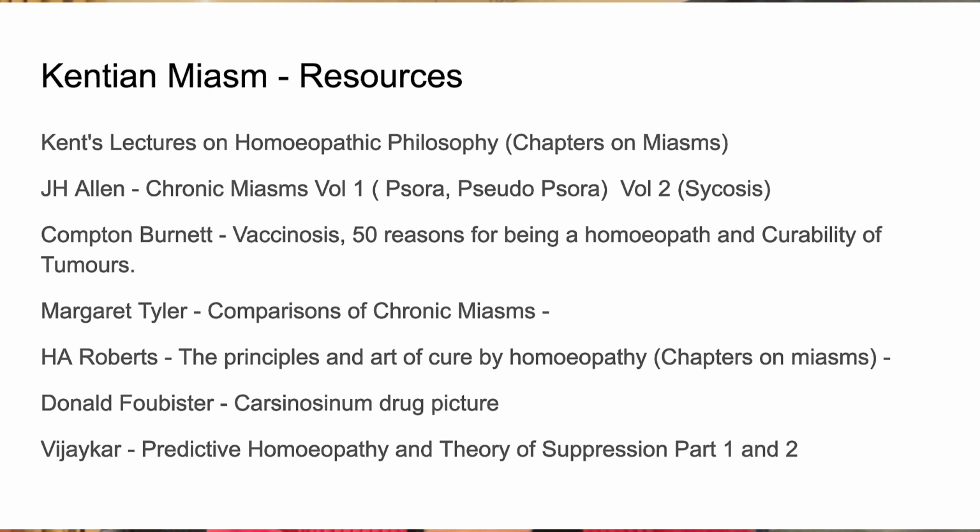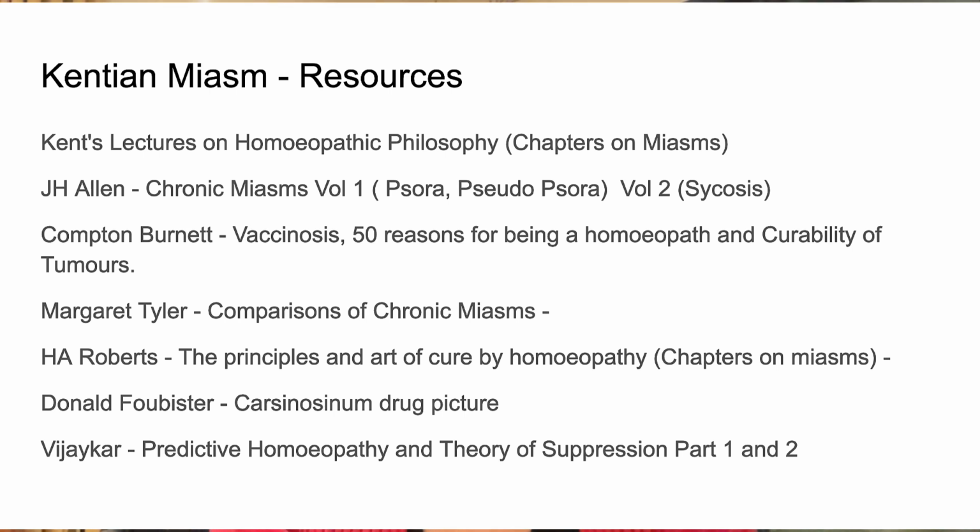Now, Compton Burnett is somebody I would definitely look at for contemporary Hahnemannian miasms. His book on vaccinosis is great for understanding the vaccine miasms. His 50 Reasons for Being a Homeopath has so many case studies on the use of antimiasmatic or what he calls exotic remedies. His Curability of Tumors is a wonderful book of case studies on how to work and unfold complex multi-miasmatic layers in cases.